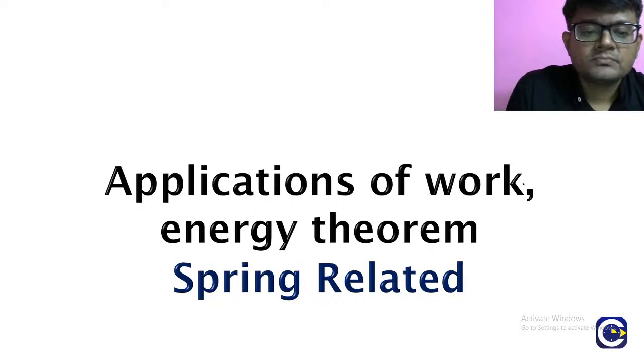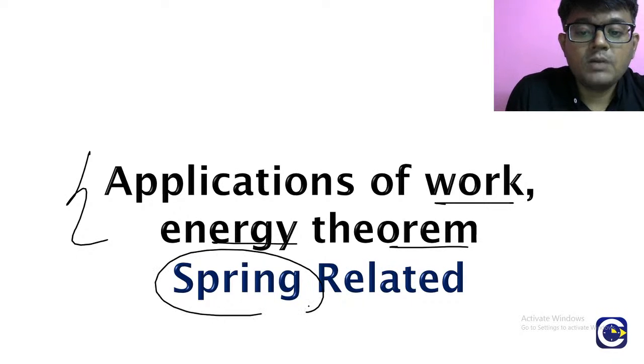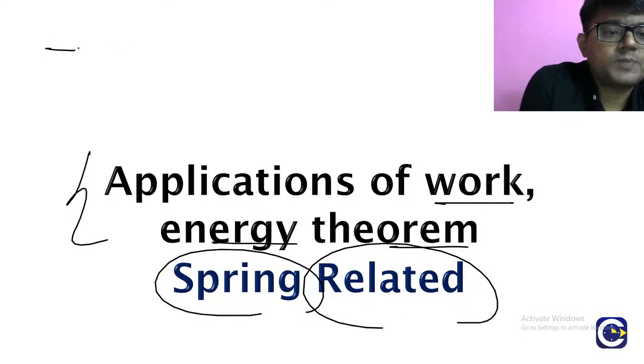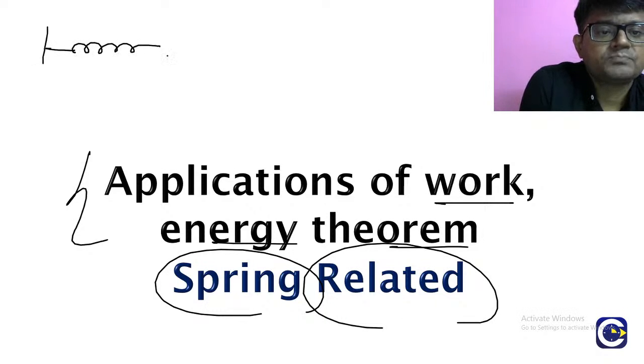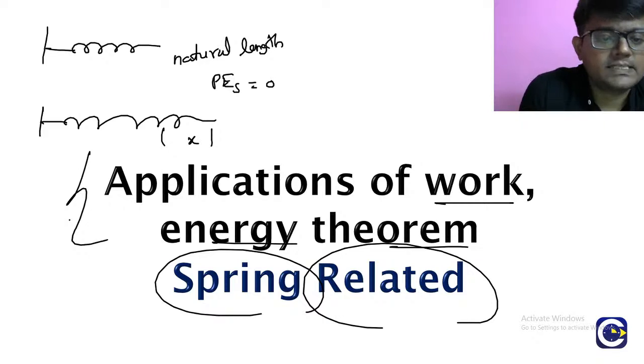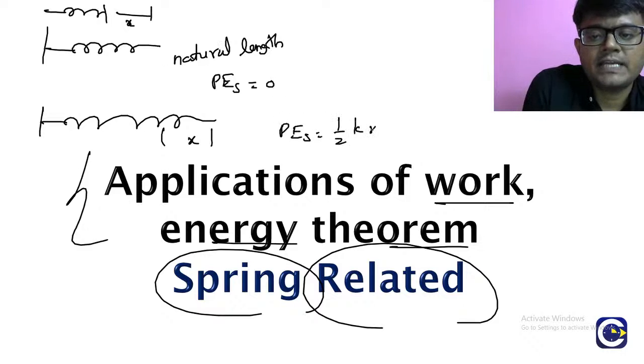Next category is the applications of the work energy theorem concept in problems involving the spring force. Remember, with regard to spring, we already talked about it, right? If the spring is at its natural length, what is the spring potential energy? 0. When the spring is either expanded by a value x or compressed by a value x, then the potential energy of the spring will be half k times x square.